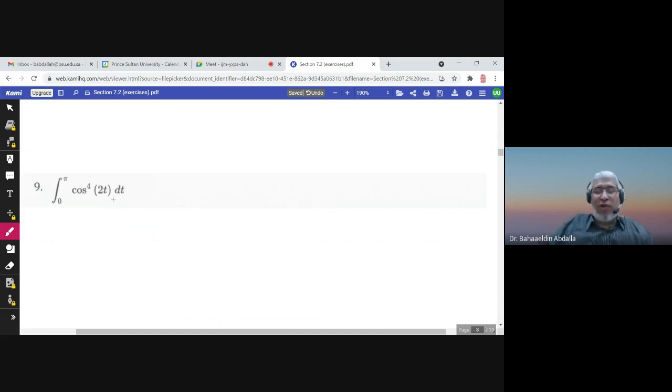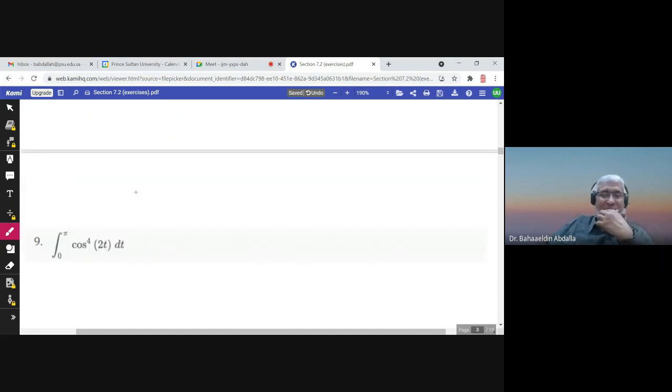Cosine to the power 4 is similar to sine to the power 2, but we have power 4. And for cosine, the formula is 1 plus, not minus.